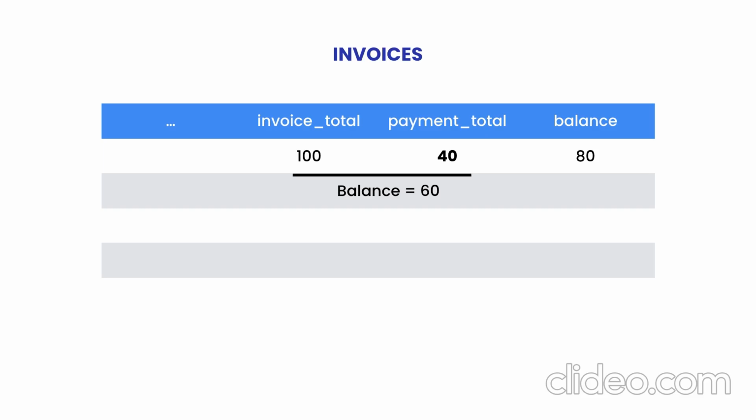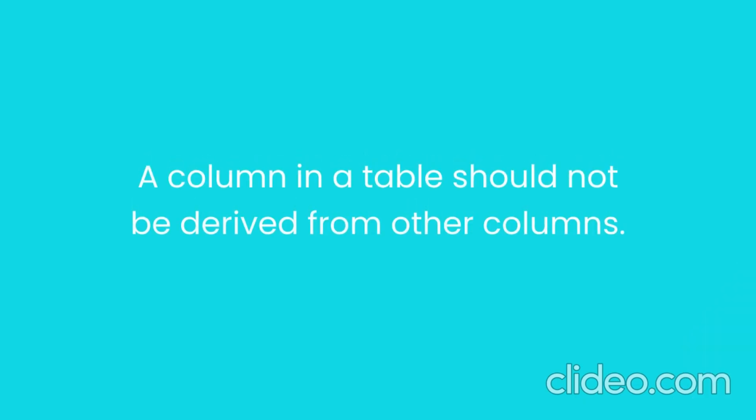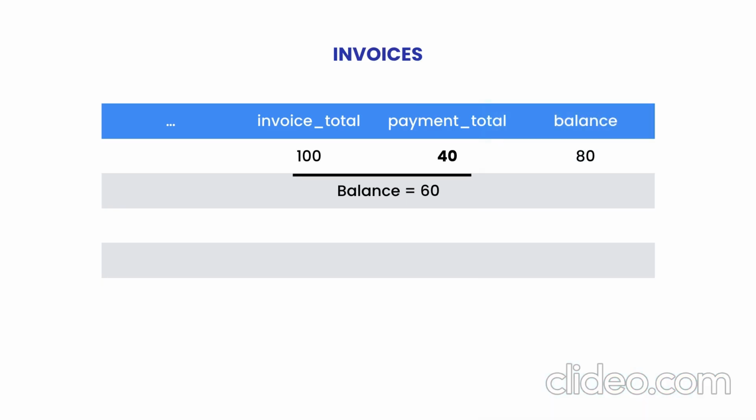So the third normal form says that a column in the table should not be derived from other columns. So in this example, we should drop the balance column. We don't really need it.